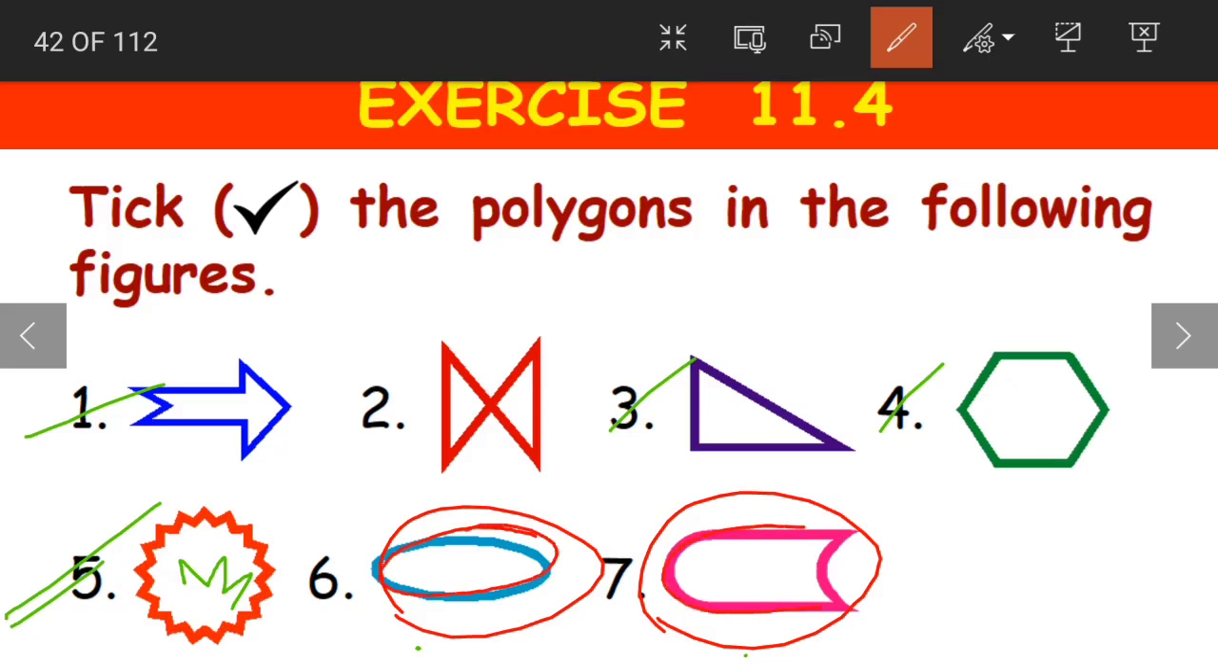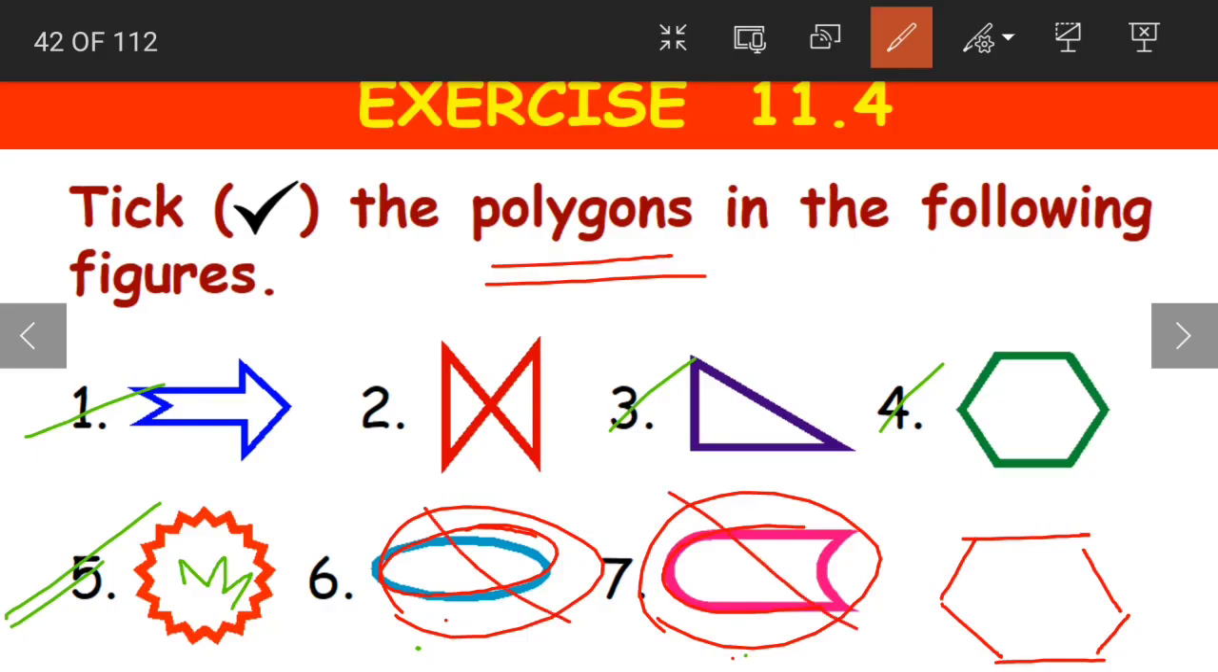For a simple closed curve to be a polygon, it should be made up of only line segments, that is only straight lines like this. But here figure 6 and figure 7 are made up of curves. That is why, though they both are simple closed curves, they do not come under the polygons category. Is this clear, children? Again let us revise.